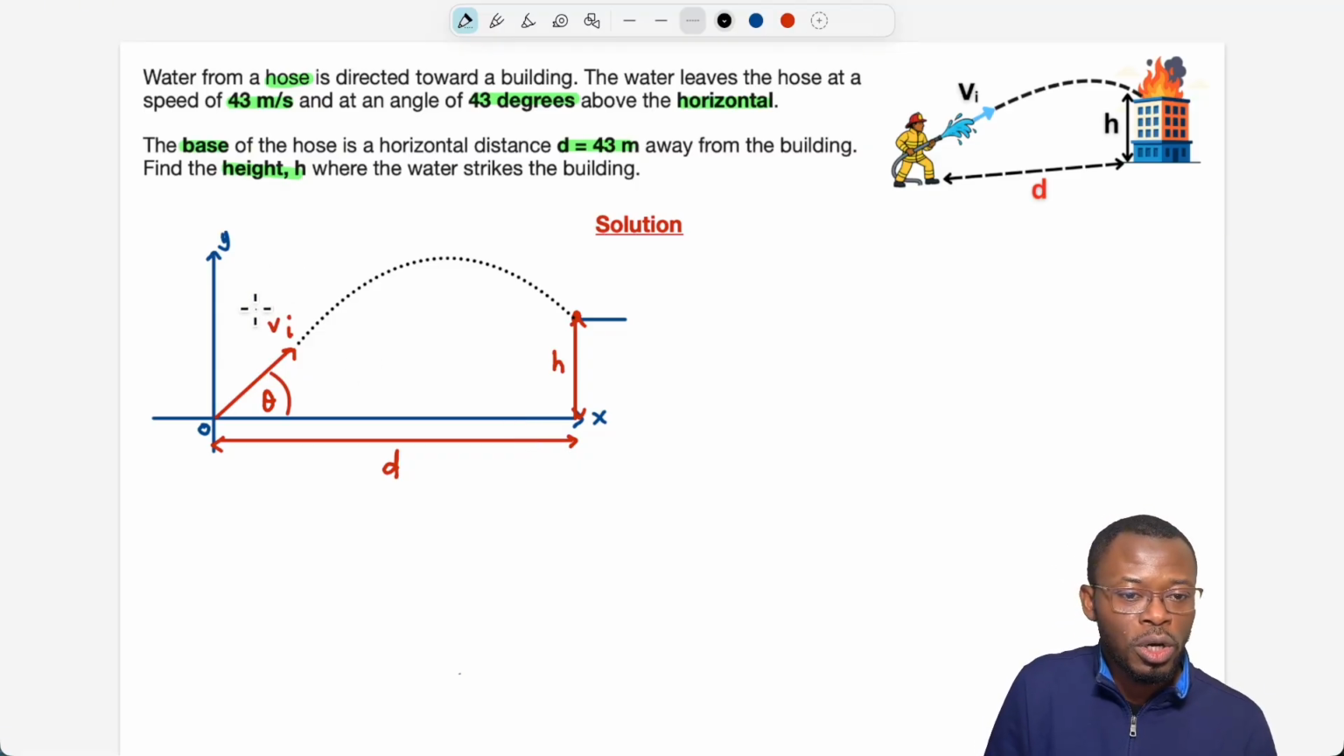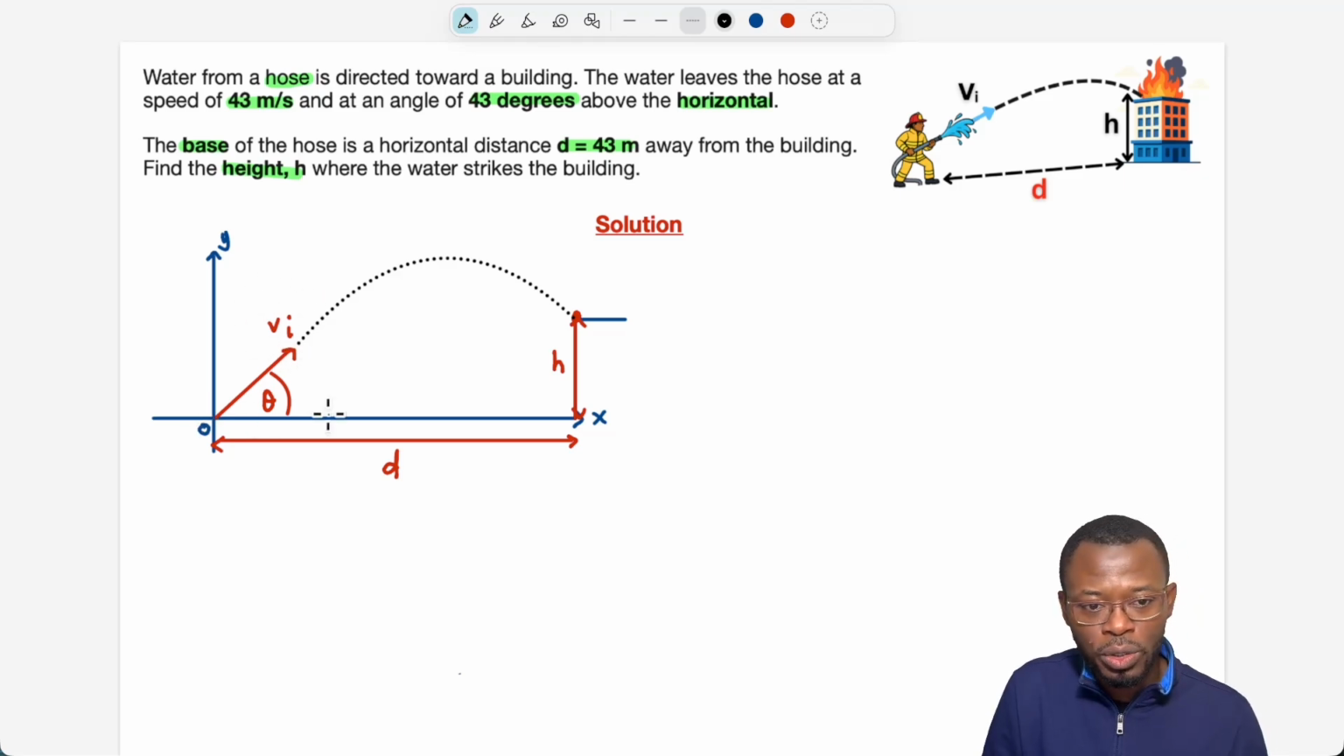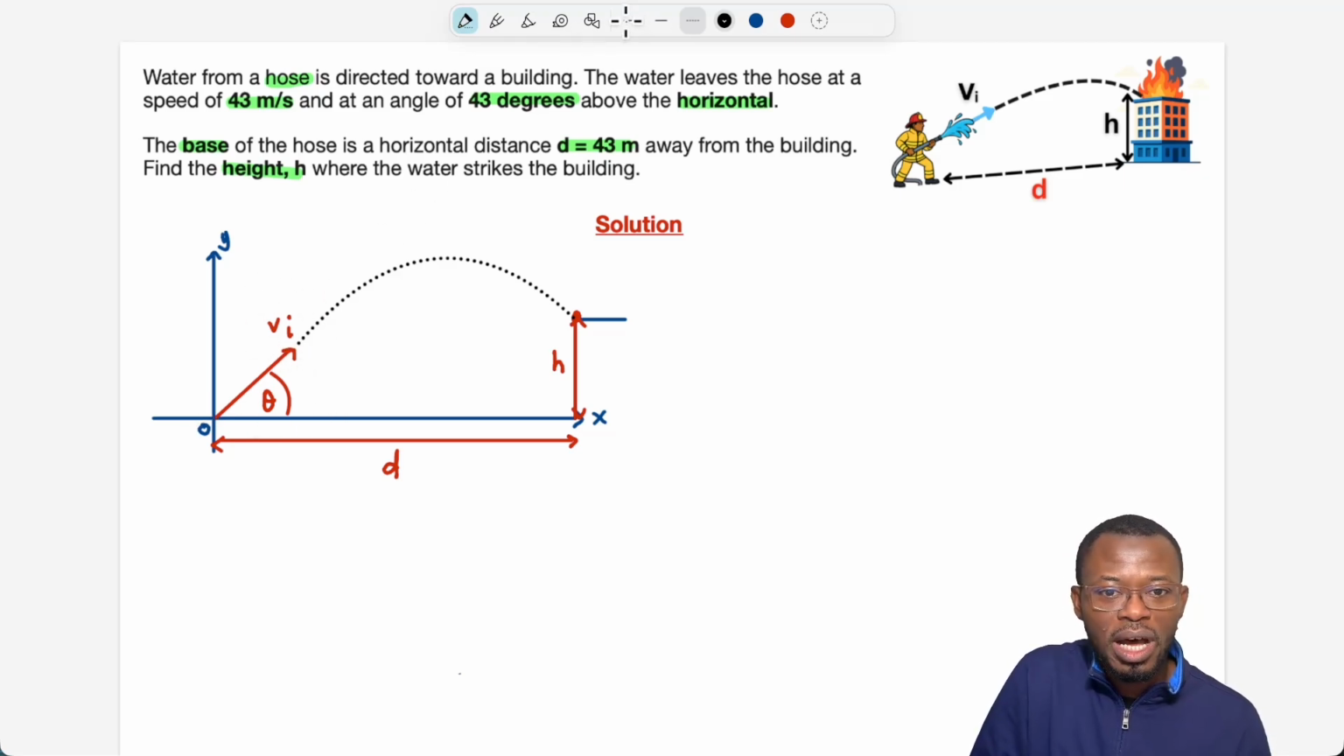And that thing is to resolve this initial speed into its horizontal and vertical components. So we have a vector which makes an angle theta with the horizontal. Then that vector is going to have a vertical component which is along the vertical direction, as well as a horizontal component which is along the x-axis. So to do this, we need to resolve this vector vi into its vertical and horizontal components. The vertical component in the y direction is going to be vi y, and in the horizontal direction or x direction is going to be vi x.